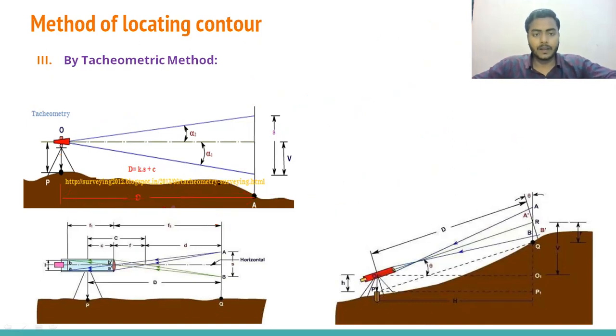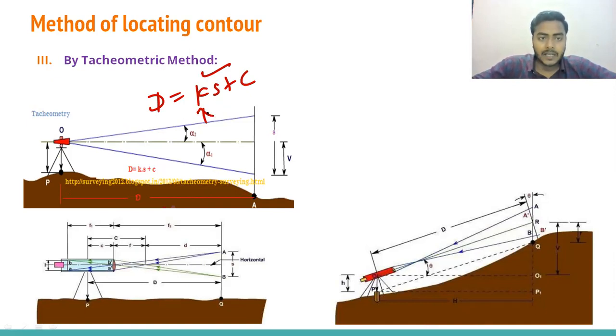Right, now come to the trigonometric method of locating contours. D = K S + C. Once we have K, the instrument constant, by knowing the value of S we can say that the horizontal distance D will be K S + C, without measuring the horizontal distance. So in the case of a hilly region, where you cannot measure the horizontal distance between the instrument and the leveling staff, we can use this trigonometric method.